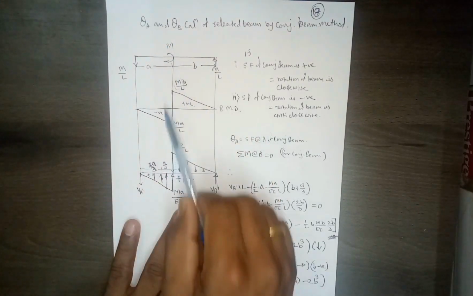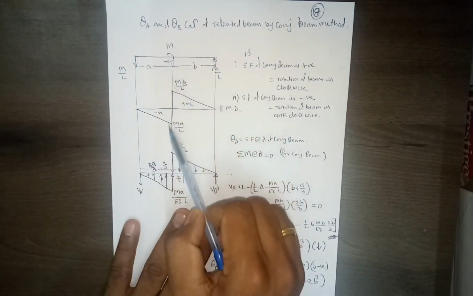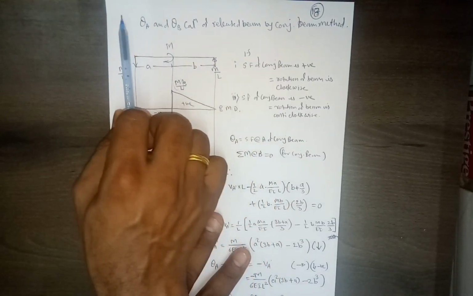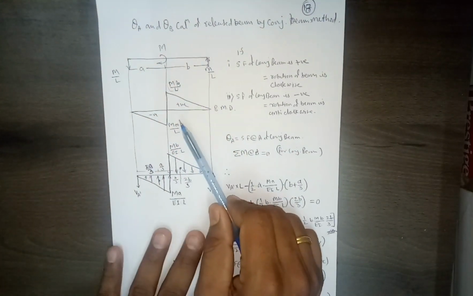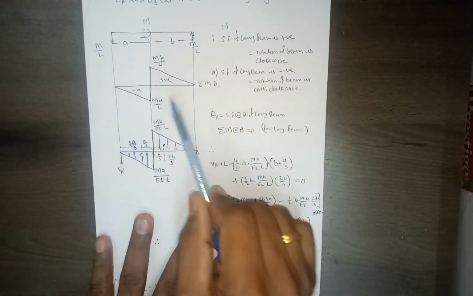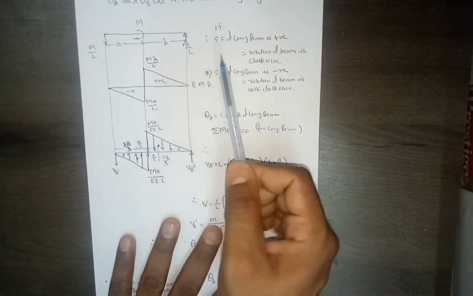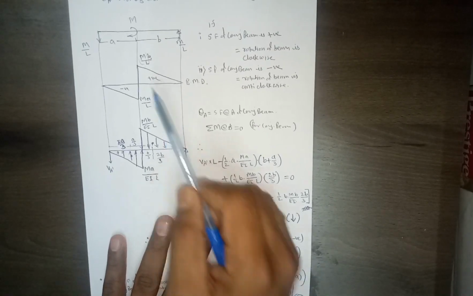Then you consider this one, there is a concentrated moment, so there will be an abrupt change. Even if you calculate the moment at all the points from this end, then also you will get the same bending moment diagram. But I am not going to discuss more detail about the bending moment diagram, since you know how to plot a bending moment diagram.